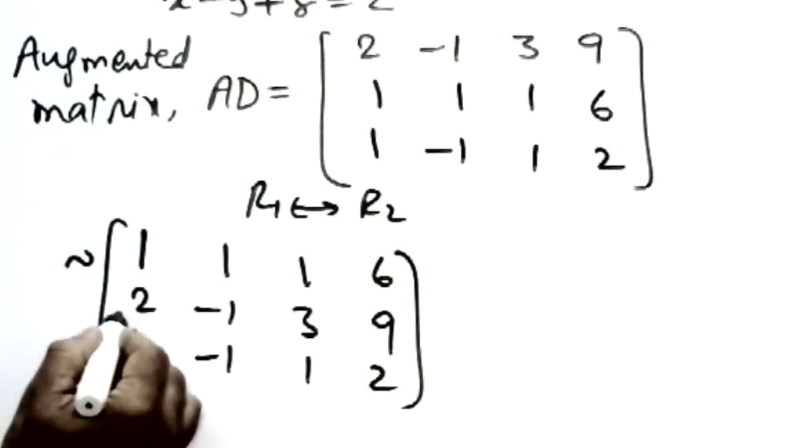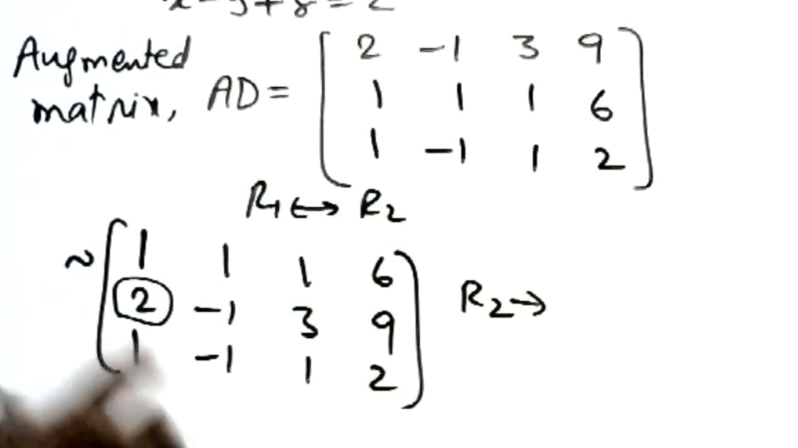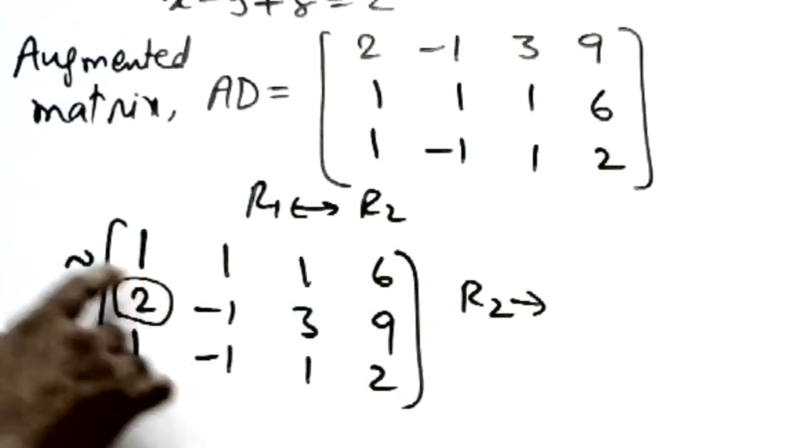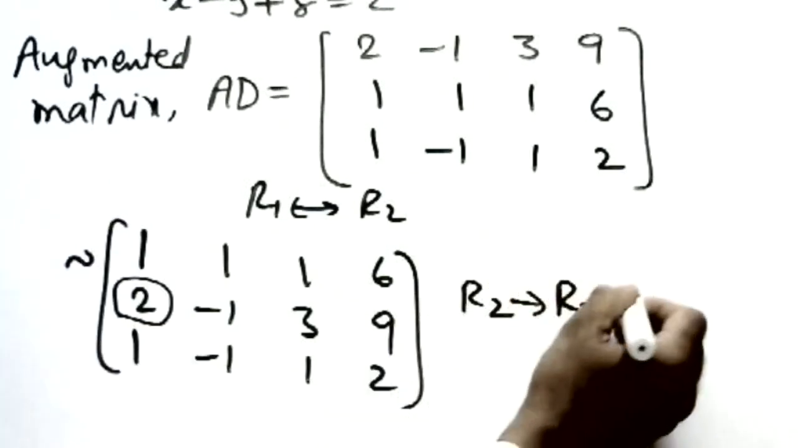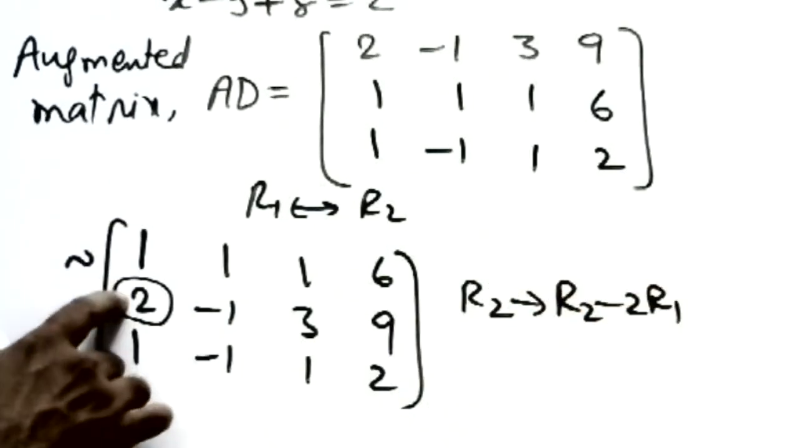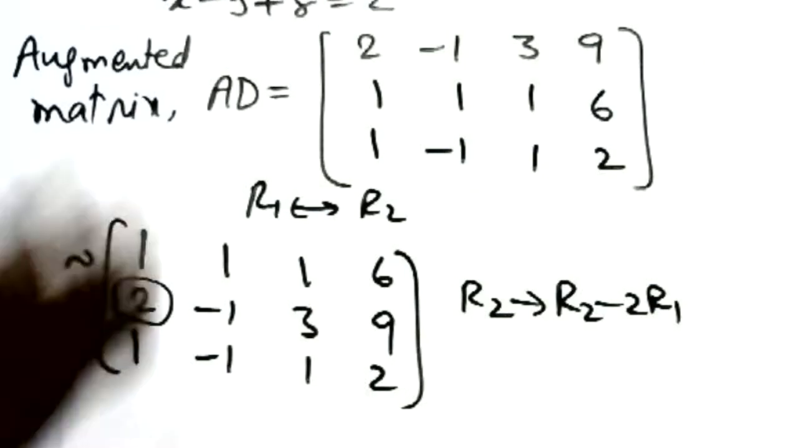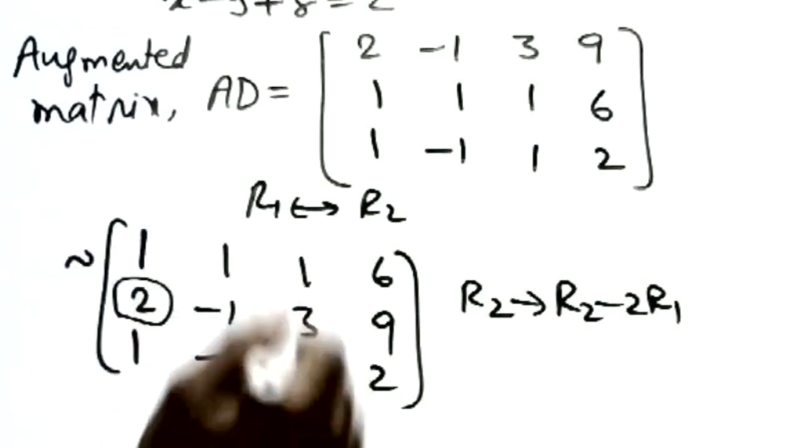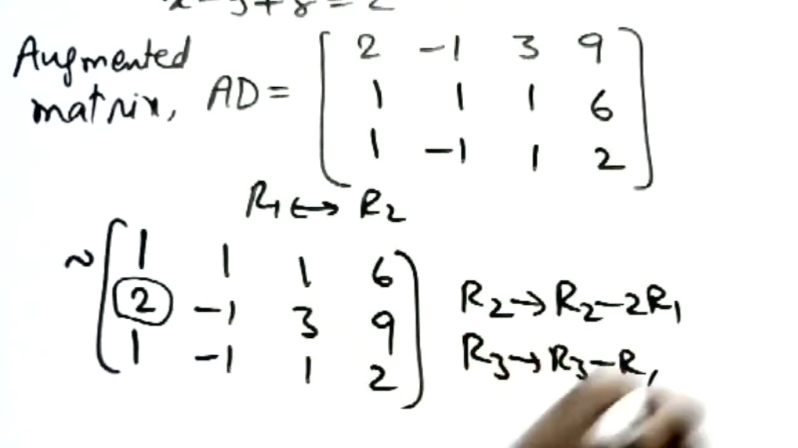Now let me change this 2 into zero and transfer this 1 to 0. So R2 implies R2 minus 2 R1. 2 ones are 2, 2 minus 2 is 0. The same way, R3 implies R3 minus R1.